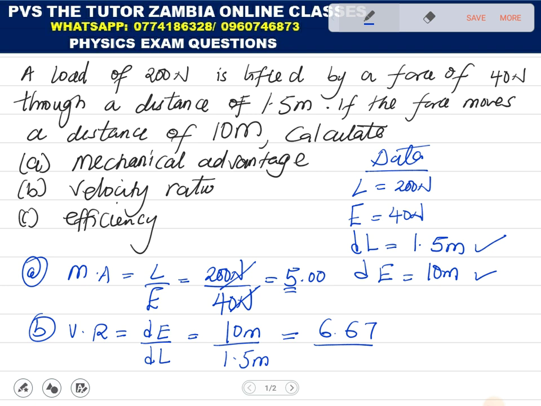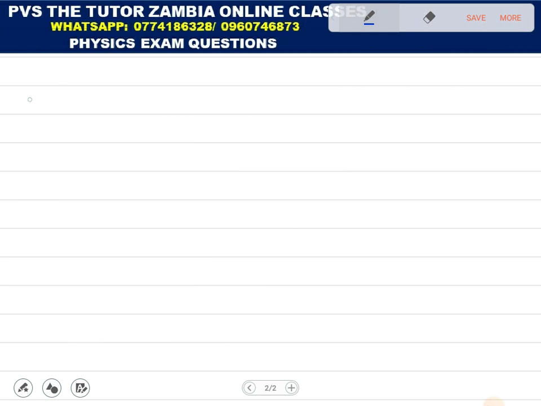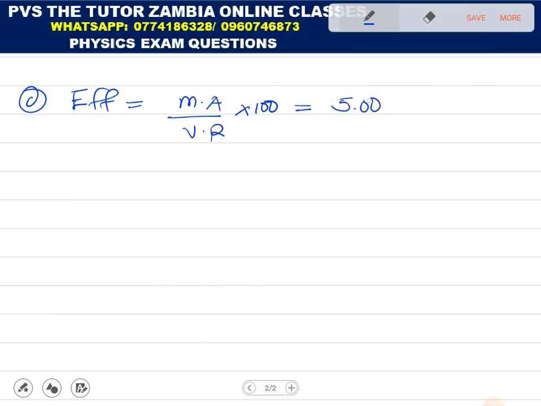Now, where we have a thing is on the efficiency here. All right, so how do we find efficiency? We are saying it's mechanical advantage over velocity ratio, we multiply it by 100. Mechanical advantage has been given to be 5.00 over 6.67, then multiply that by 100.